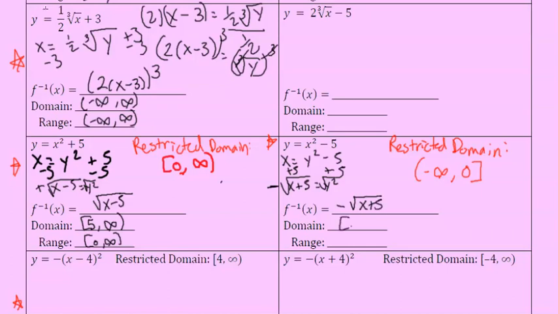The domain would be from negative 5 to infinity. The range will be from negative infinity to 0. If you were to graph this one, it would look like that. If you were to graph the previous one, it would look like this.